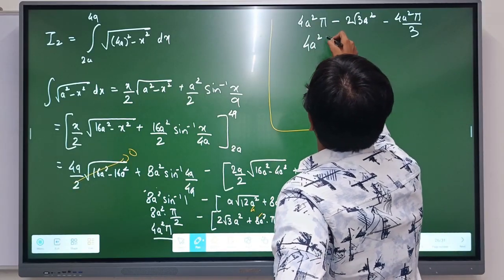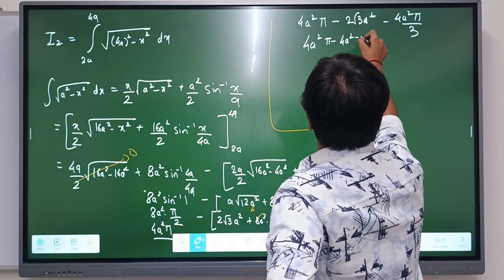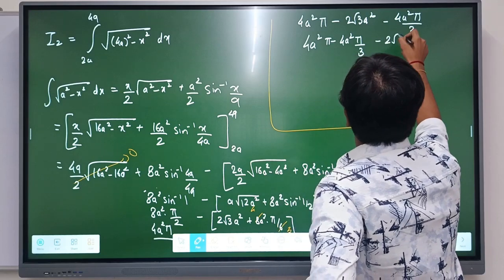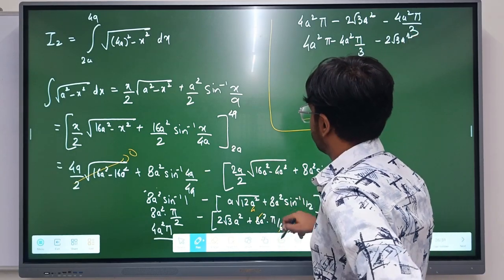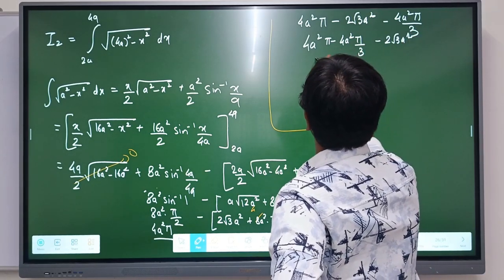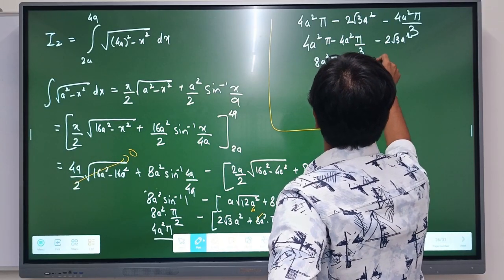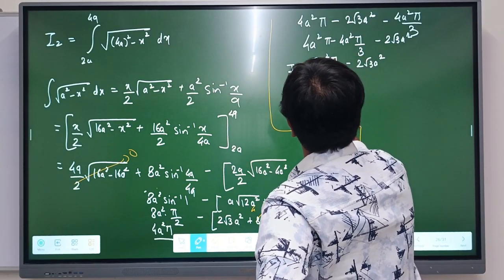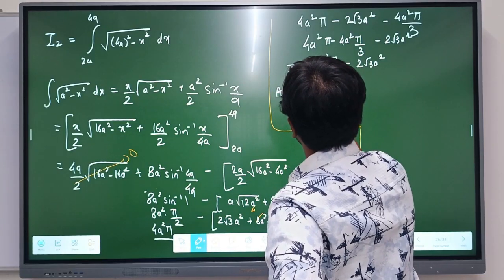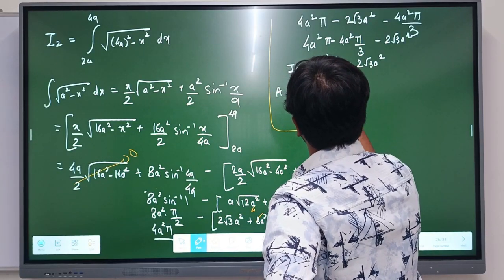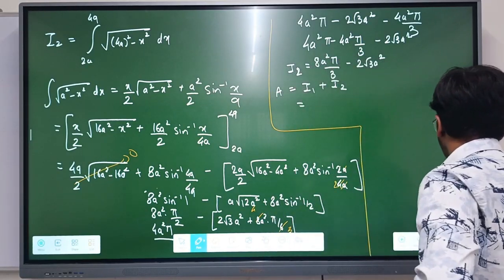So 4a square pi minus 4a square pi by 3 minus 2 root 3a square. Here we cancel 4 and 3. So this will be 8a square pi by 3 minus 2 root 3 a square. This is I2. So what do I have to do for area? I1 plus I2. What is I1?